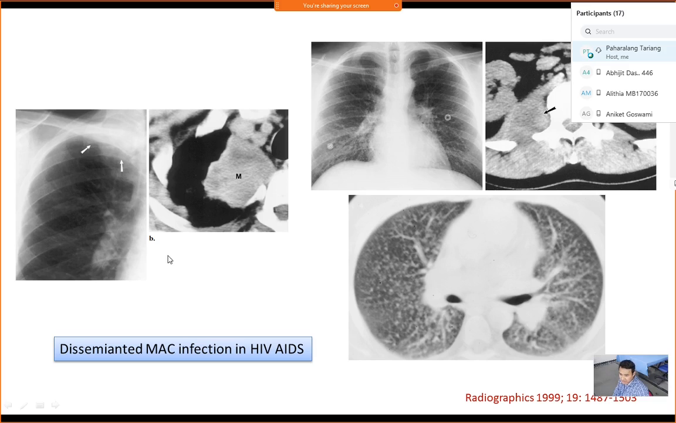Now, this is another disseminated MAC infection presenting as a huge mediastinal mass here, and it may even present with a classical miliary type of picture.